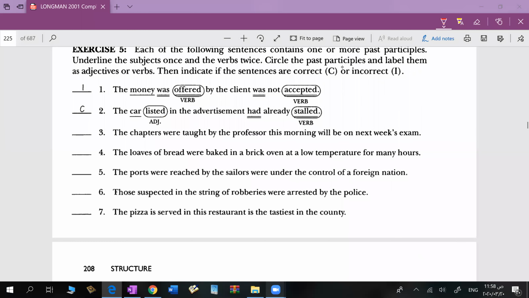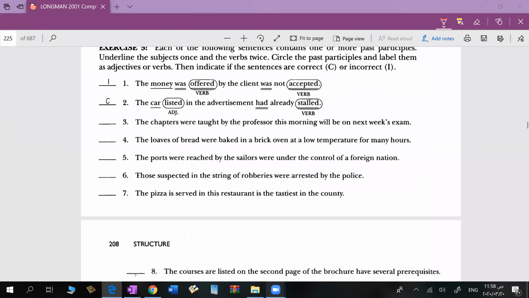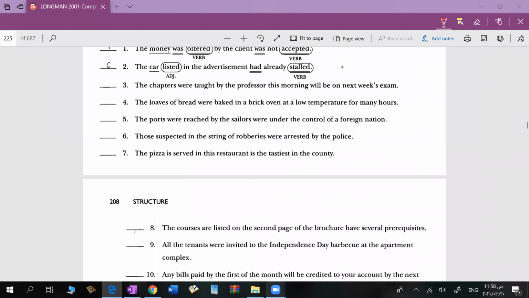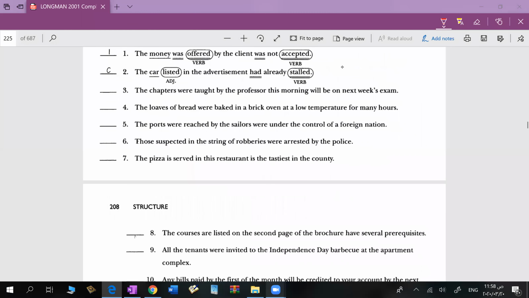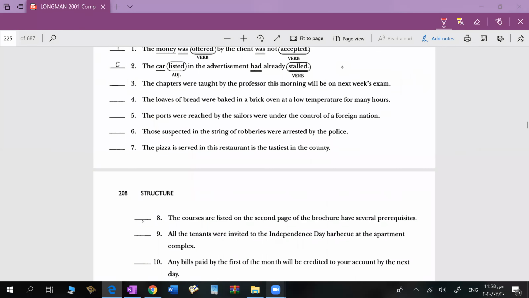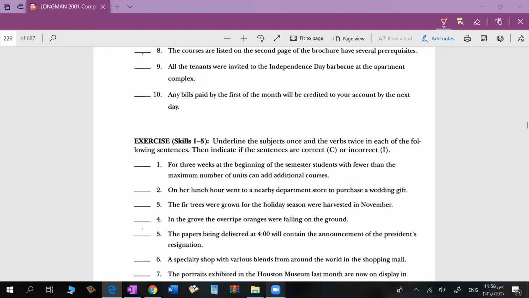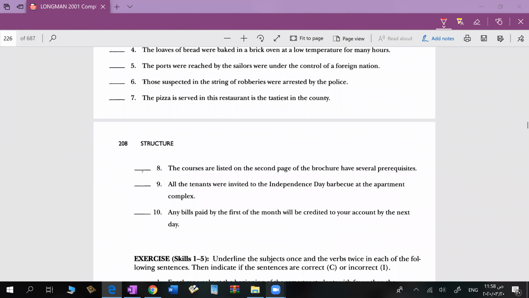Now, I want you to look at these sentences and try to decide if they're correct or incorrect before we get into the big activity of today. I think there are comprehensive questions later on. One minute, exactly one minute.